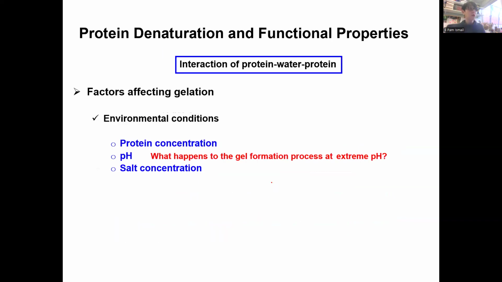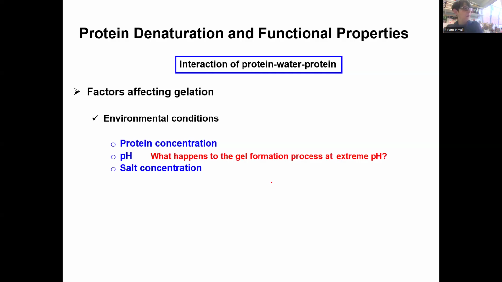Protein concentration, pH, and salt definitely impact protein gelation. We talked about concentration. So protein concentration is important based on the type of protein we start with. Some proteins can naturally form strong gels based on their molecular characteristics and require less concentration to form the gel. Other proteins require high protein concentration to form a gel.